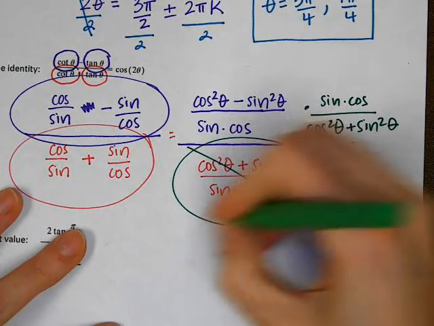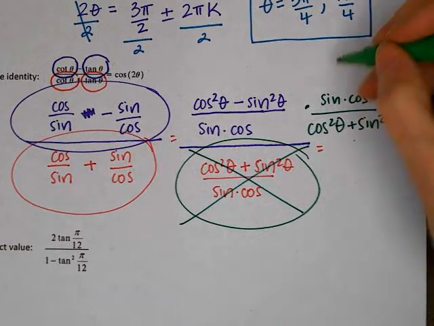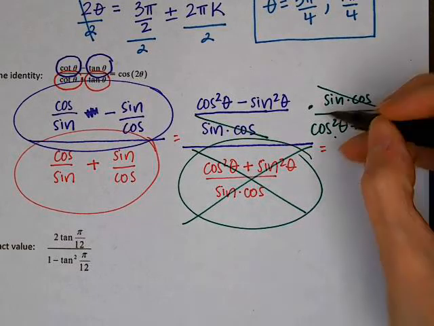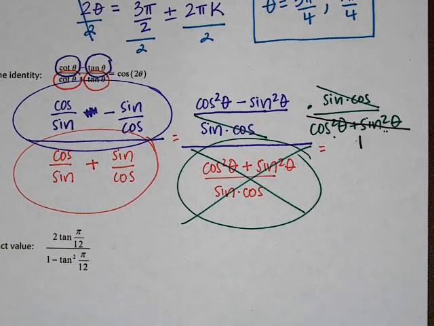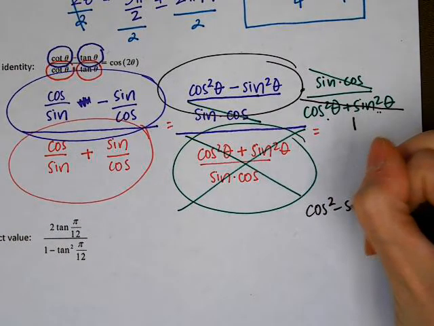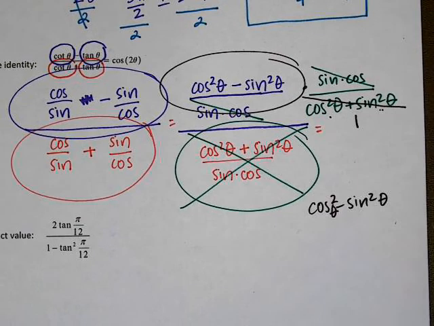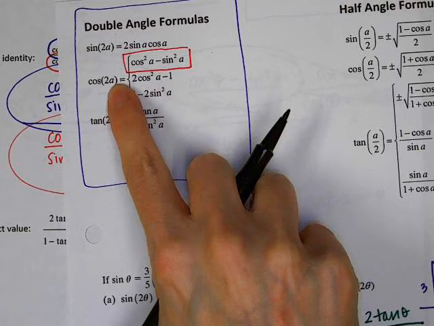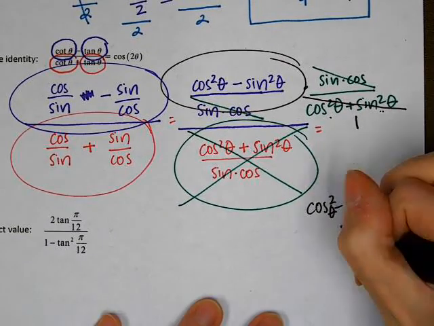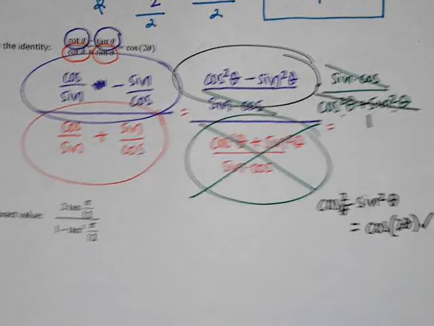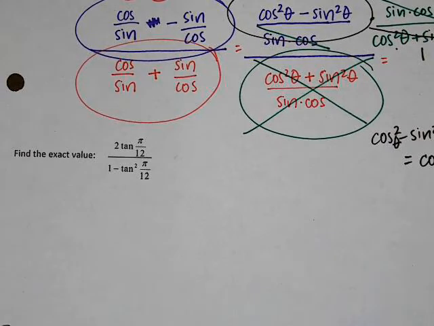Okay, so now this is gone because we multiplied by the reciprocal. Well, sine cos cancels with sine cos. And then actually, this is just a big old 1. So all that's left is this, cosine squared minus sine squared. And actually, if you guys look, that is equal to cosine of 2 theta. So we are done because that's what you guys wanted. All right, so that was just a little identity.